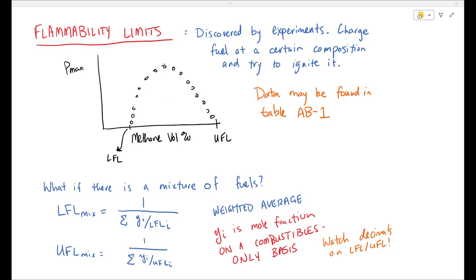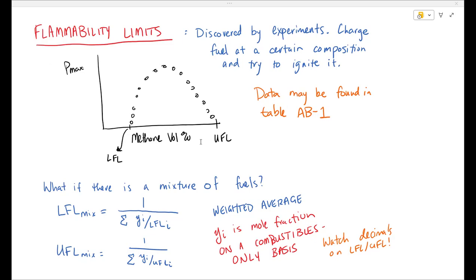Obviously, the better mix you have, the more pressure that you've got. There's some interesting science related to how carburetors work. But for our purposes, any explosion is going to be dangerous. It doesn't matter necessarily what the maximum pressure that you get out of that explosion is. These have been studied for a variety of fuels, by the way, of pure fuels. And if you ever need to know the LFL or the UFL, which you definitely will, you can find that data in table AB1. A slightly more complicated case is, what if you have a mixture of fuels?